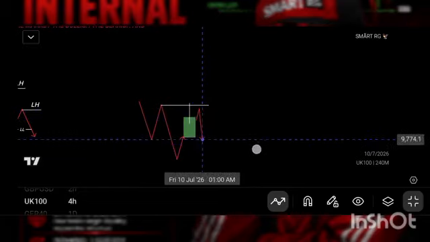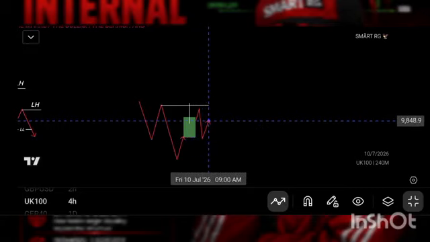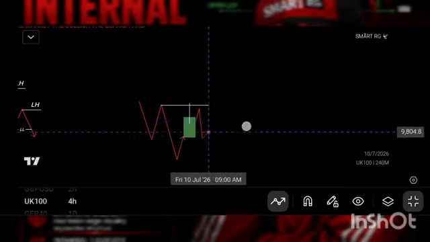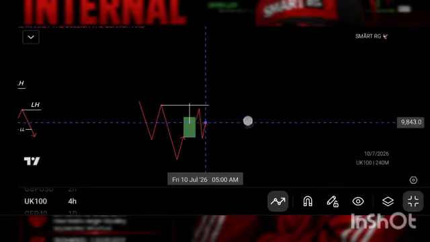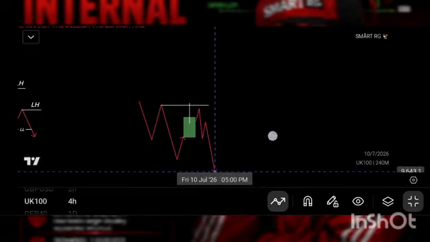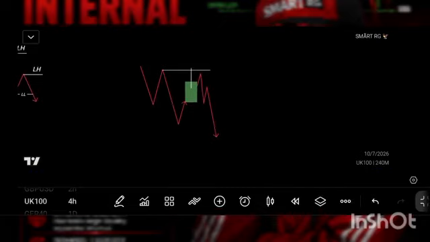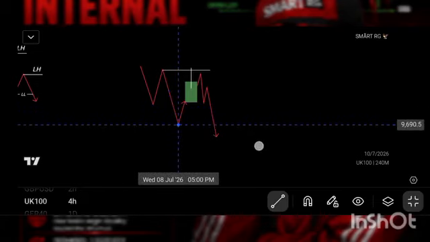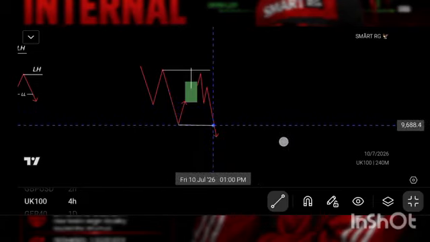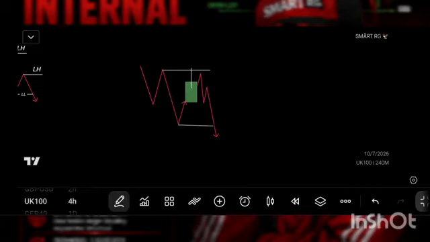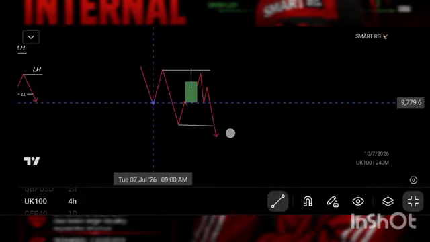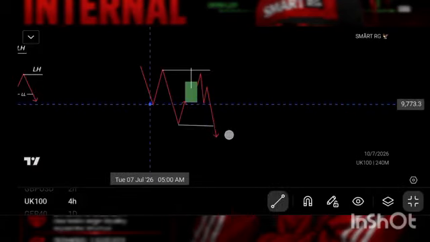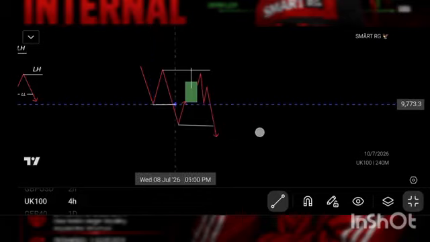You see something like this. Remember to take out what? The internal liquidity. To take out the internal liquidity, if you definitely take it out, as long as it did not close above. This is now the... So I don't know if you are getting what I'm explaining. I don't know if you are getting it. You can see.